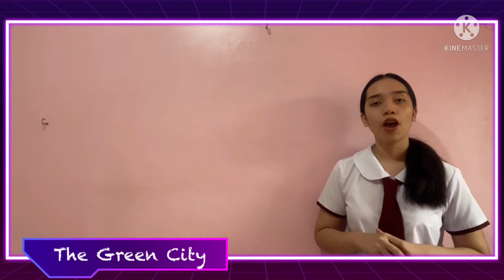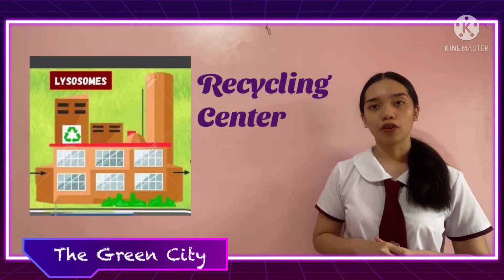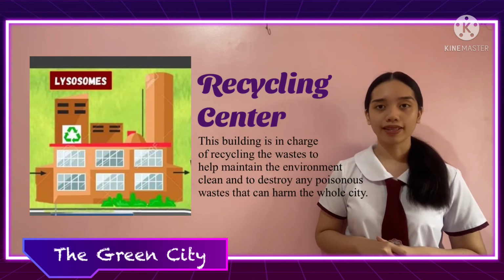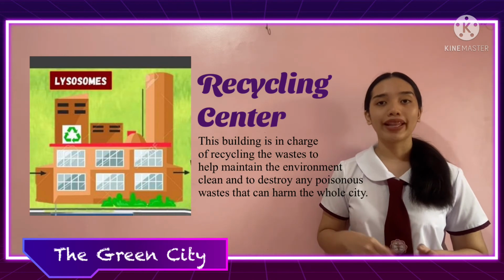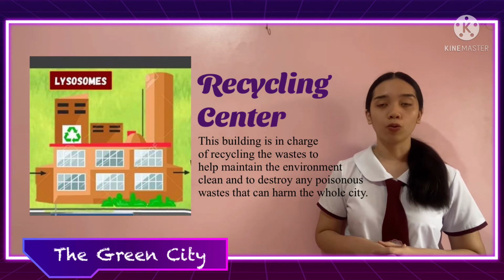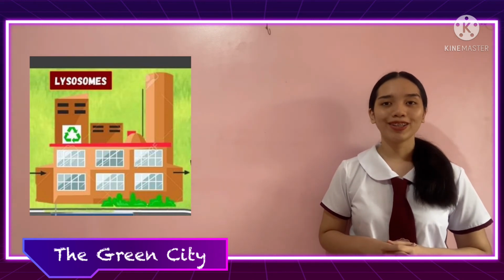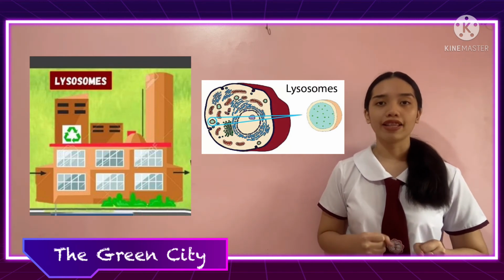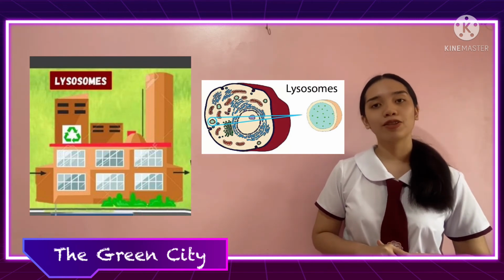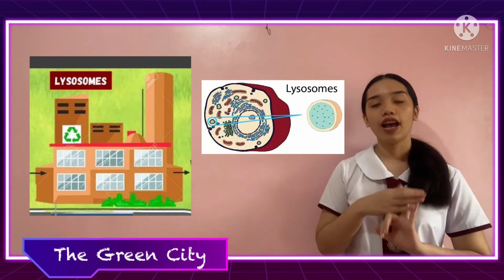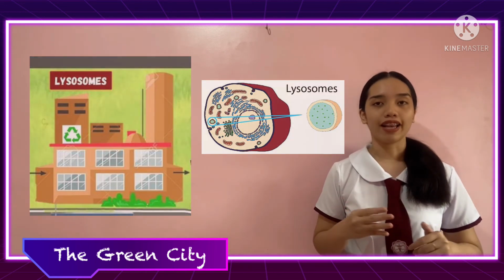As we talk about those harmful and poisonous wastes, we have here a recycling center of the city. This building is in charge of recycling the waste to help maintain a clean environment and to destroy any poisonous waste that can harm the whole city. It is similar to the lysosome, an organelle that contains powerful digestive enzymes. Its main function is to destroy foreign substances such as viruses and bacteria that invade the cell.